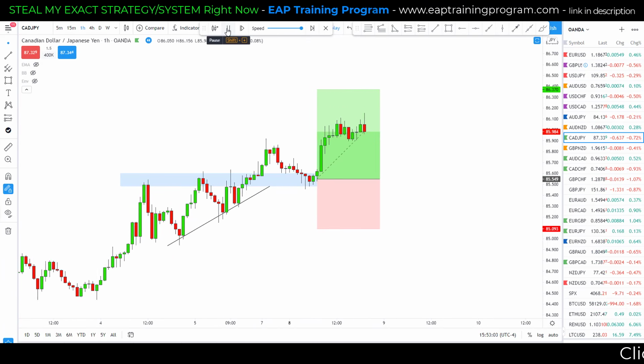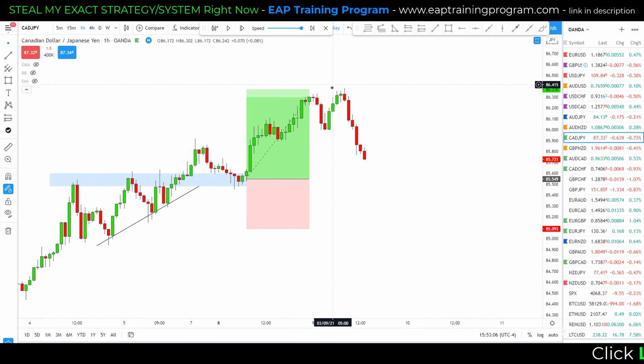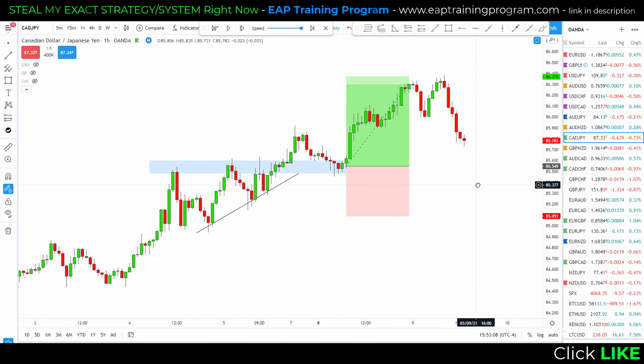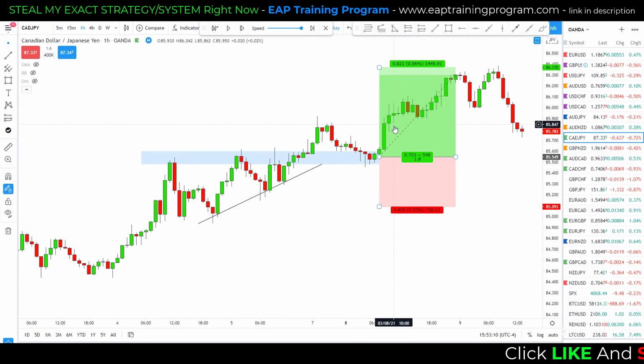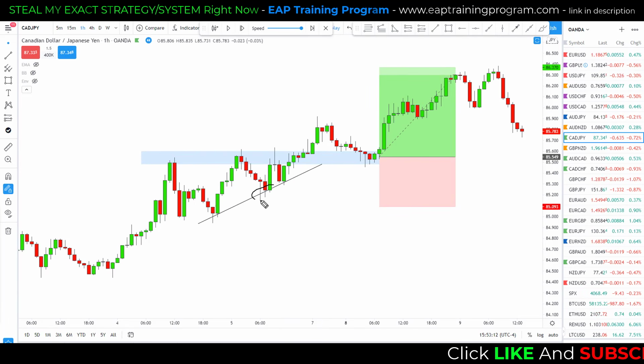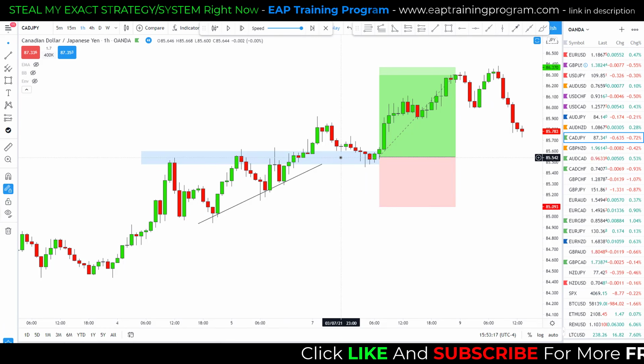If we click play, this happened to be one of the times that we did in fact hit targets on this type of trade. Again though, for stops and targets, you would need big targets, and your stop would need to go below the previous swing low for the limit order or the most aggressive entry.